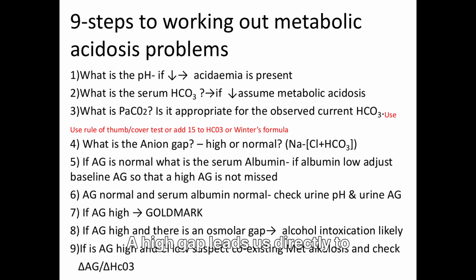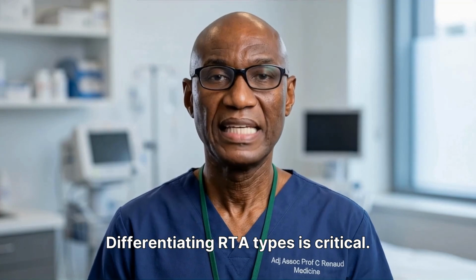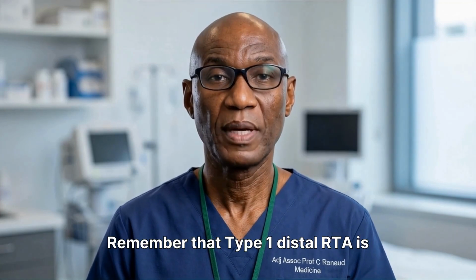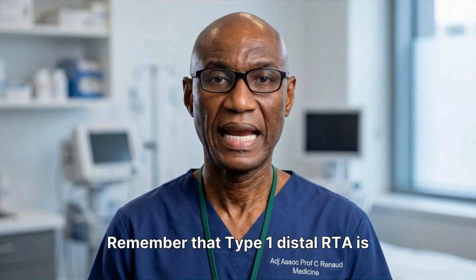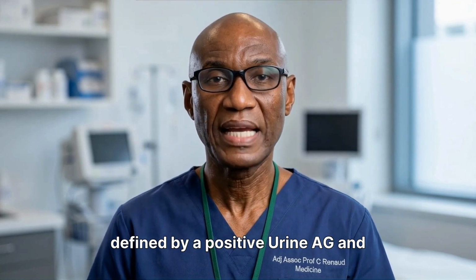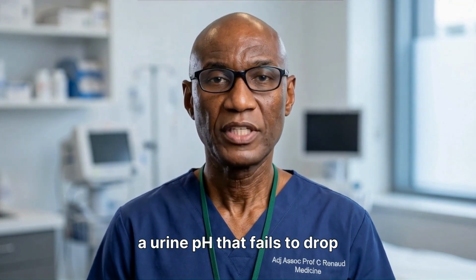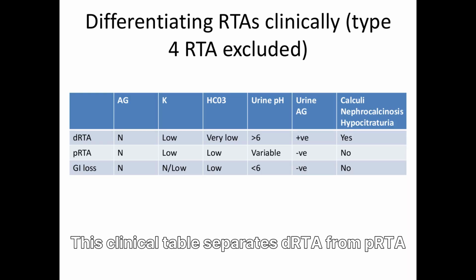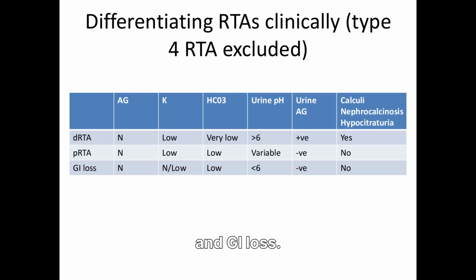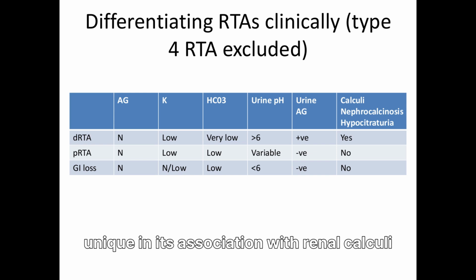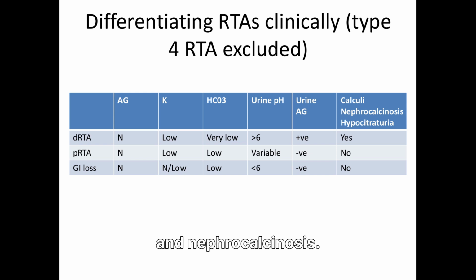A high gap leads us directly to the GOLDMARK mnemonic. Differentiating RTA types is critical. Remember that type 1 distal RTA is defined by a positive urine anion gap and a urine pH that fails to drop below 6. This clinical table separates DRTA from PRTA and GI loss. Note that type 1 or DRTA is unique in its association with renal calculi and nephrocalcinosis.